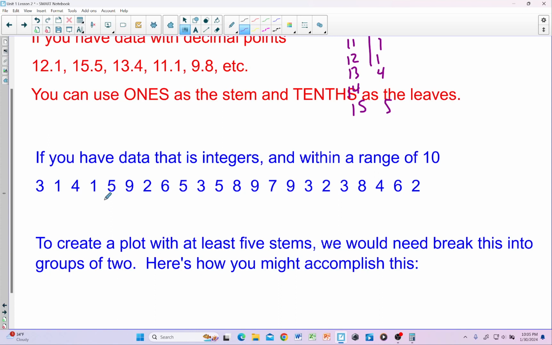What we do instead is we can break this apart. To create a plot with 5 stems, we would need to break it into groups of 2. Well, how do we do that? Like this.